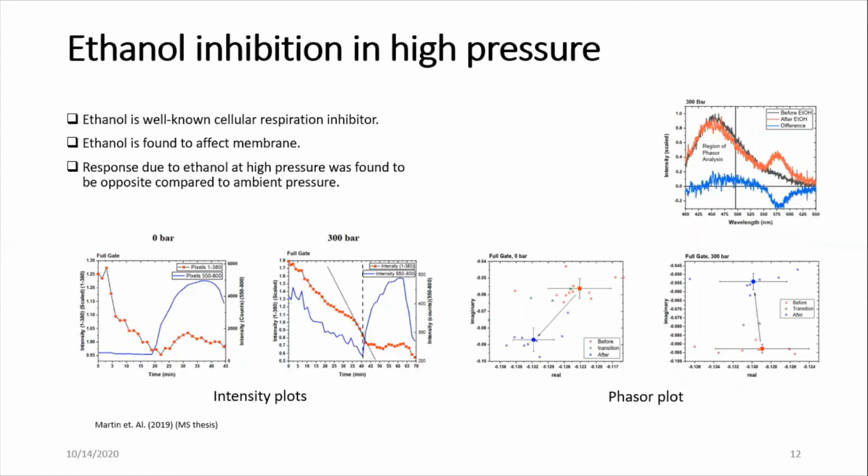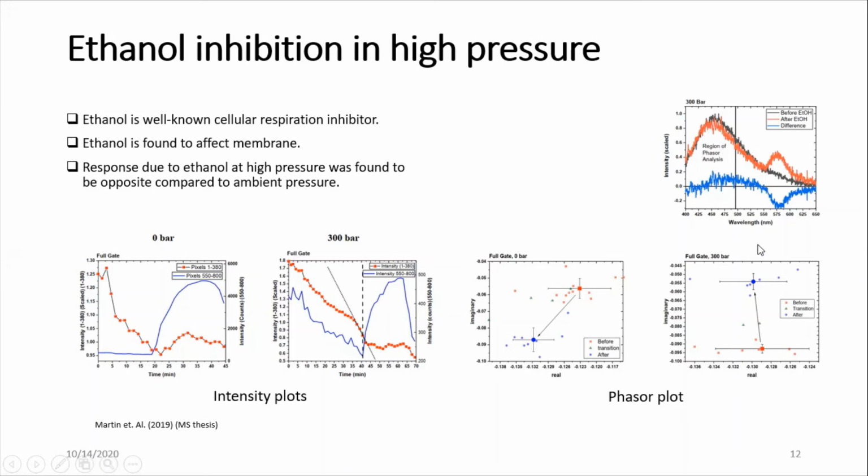One of the important observations was ethanol inhibition in high pressure. Ethanol is a well-known cellular respiratory inhibitor, and it has been found that it affects the biological membrane. It is important to study this inhibition because most of cellular respiration occurs in the inner membrane of the mitochondria. The spectrum looks something like this, and the intensity profile looks something like this. Our intensity was decreasing prior to the perturbation, and after the perturbation at about 20 minutes at ambient pressure, the intensity increased. A similar observation was found at high pressure.